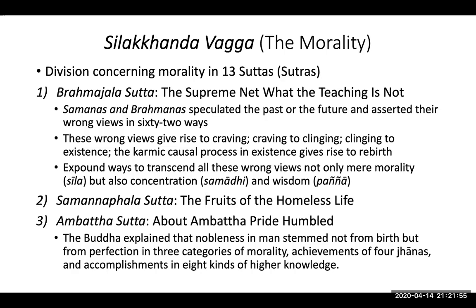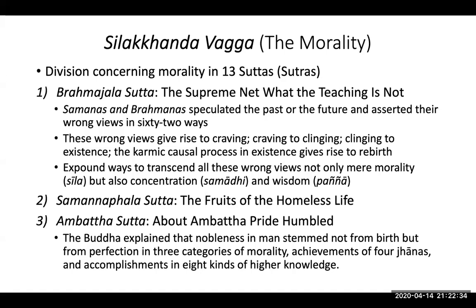And there's the Samanaphala Sutta, which is also worthwhile to read, about the fruit of the homeless life. And then the third sutta is Ambattha Sutta. In Ambattha Sutta, the Buddha explained that nobleness in man does not originate from birth, but from perfection in 3 categories of morality, achievement of 4 jhana, and accomplishment of 8 kinds of higher knowledge.